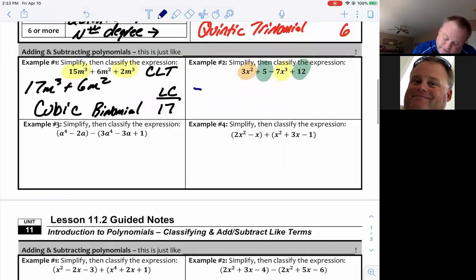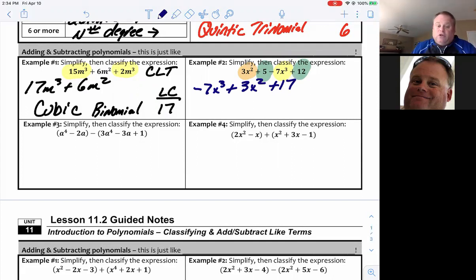So negative 7x to the third. And why do I know it's negative? Well, because it's got a minus sign in front of it, and that minus sign goes with it. It's negative. Then that's going to be 3x squared. Well, there's nothing in front of 3x squared, so that is positive. So you're going to write a plus. And then I have 5 and 12. And it's plus 5 and plus 12, so they're both positive. So I'm just going to add them together, and that gives plus 17.